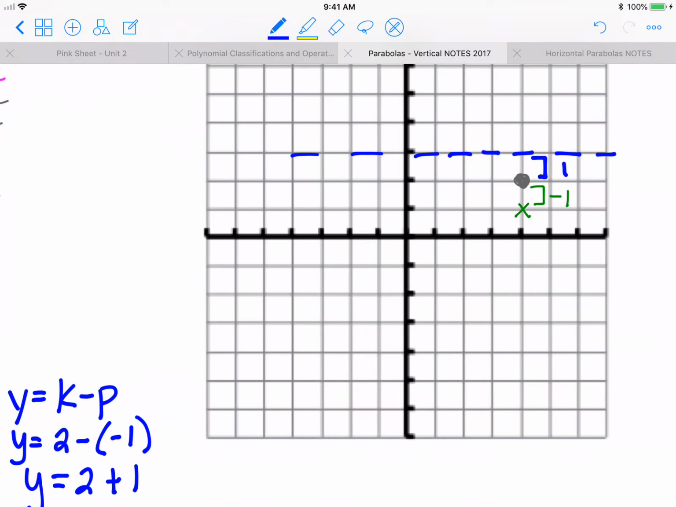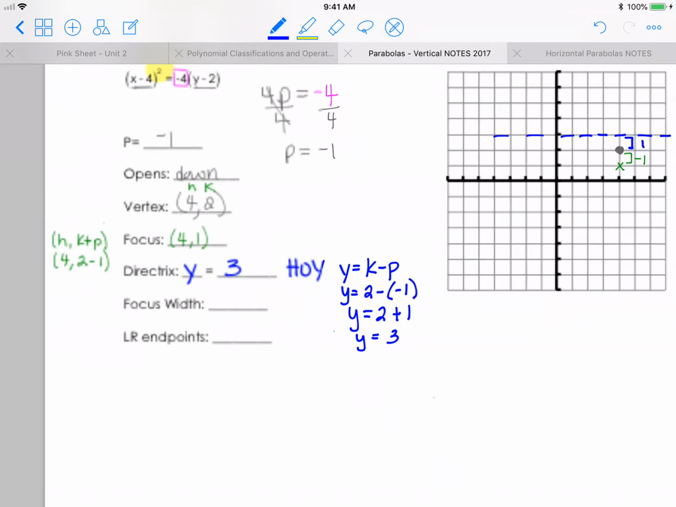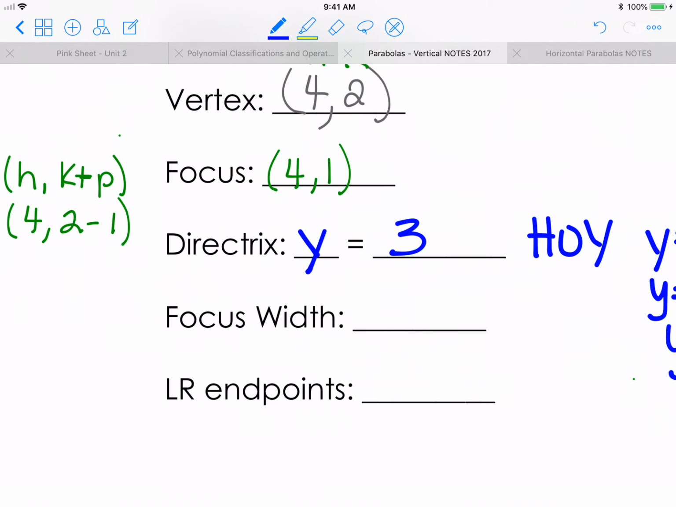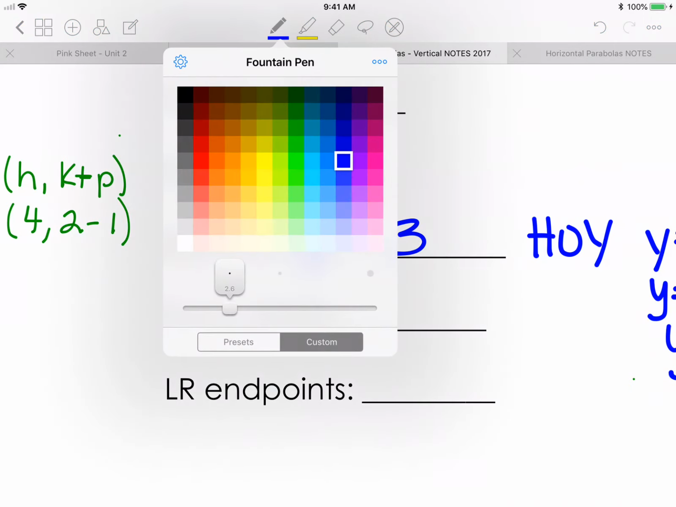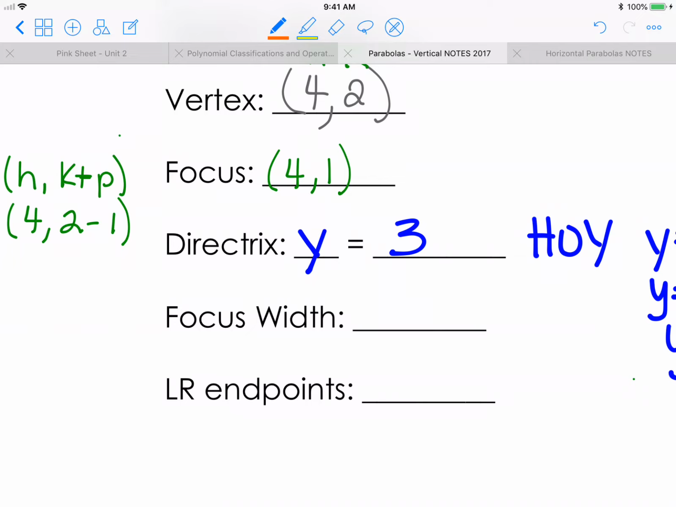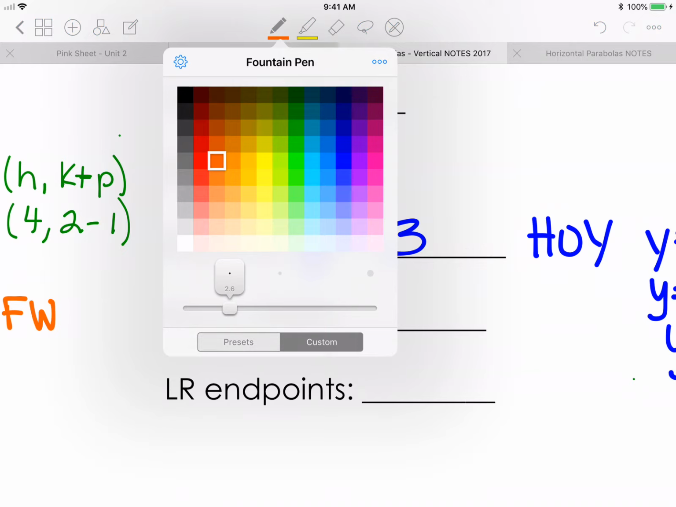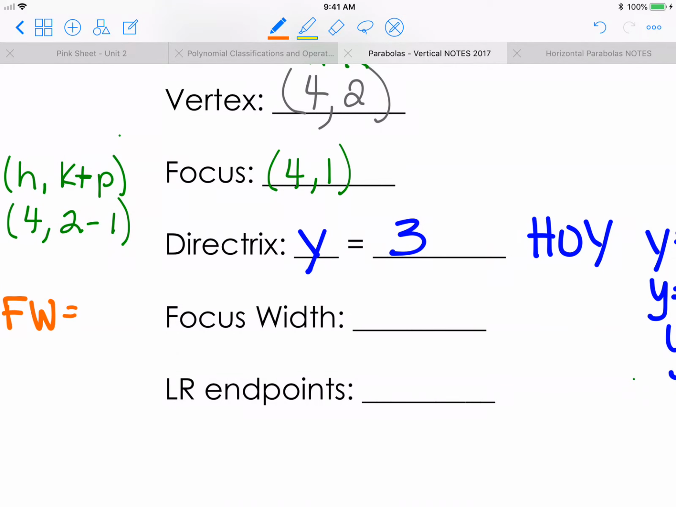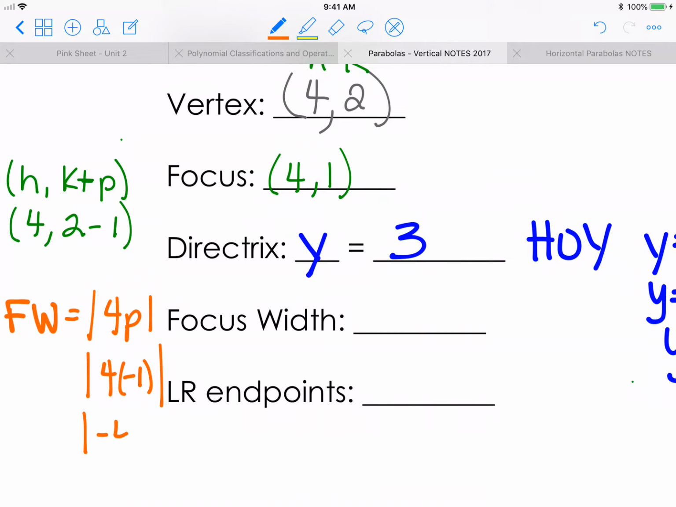Okay, so now let's talk about focus width, or remember, it's also called your LR, latus rectum. So focus width, I'm going to change colors to orange. From your chart, we know that focus width is the absolute value of 4p. Well, p was -1, so the absolute value of -4 is +4. So we have a width of 4.